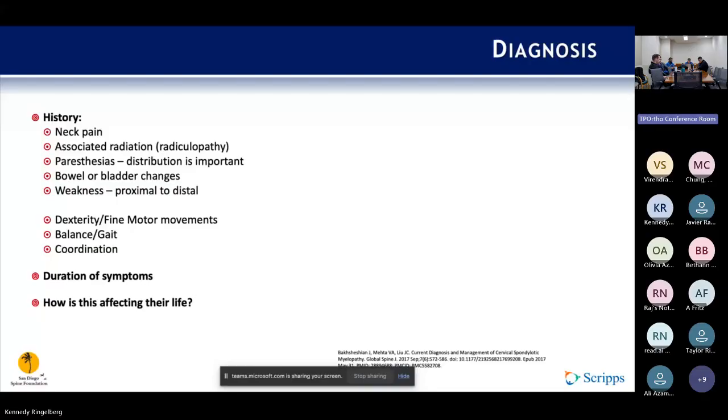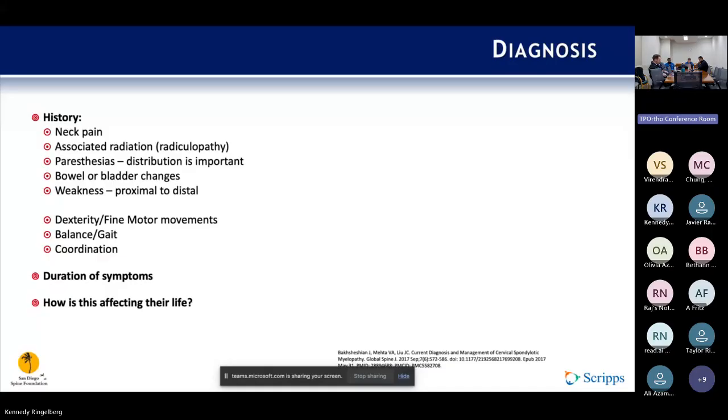They can also present with weakness. And again, it's typically a proximal to distal weakness pattern, as opposed to radiculopathy, which is commonly the reverse. But important things to ask about, and more specific for spinal cord compression, are difficulties with dexterity and fine motor movements, a feeling of clumsiness in their hands.